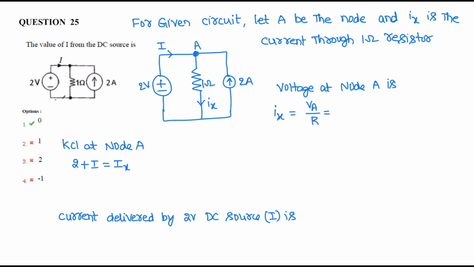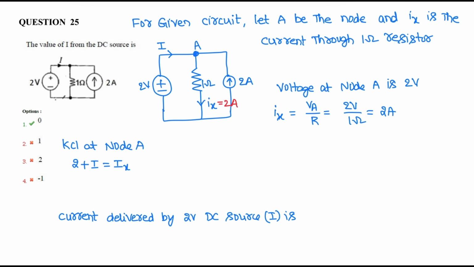Now the voltage at node A is 2 volts. The current flowing through resistor Ix is 2 volts divided by the resistance of 1 ohm, so current Ix is 2 ampere. So this current Ix is equal to 2 ampere. Now apply KCL at node A.